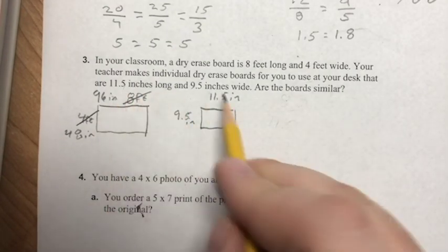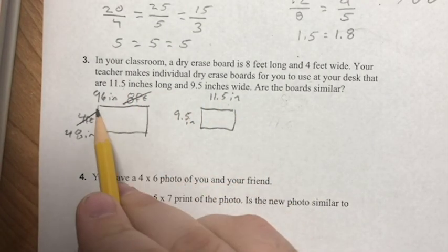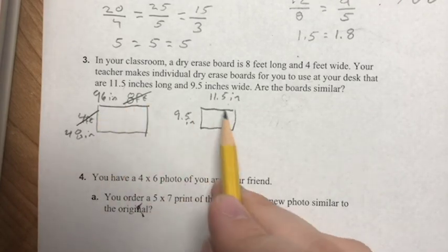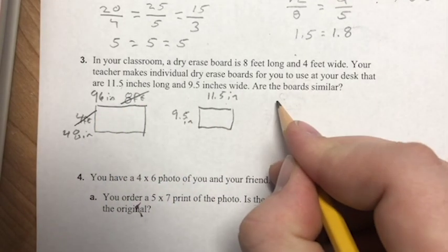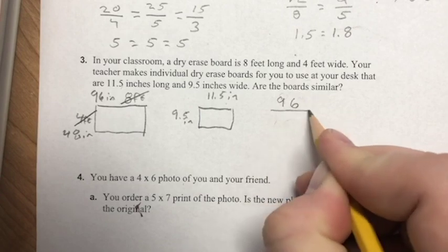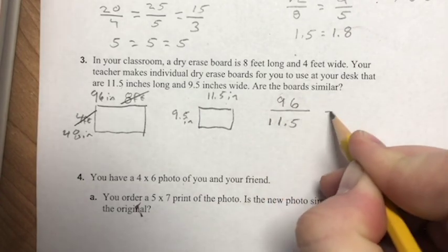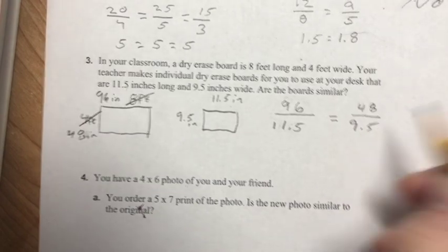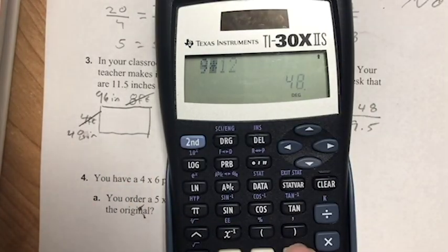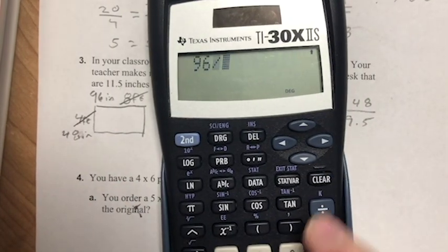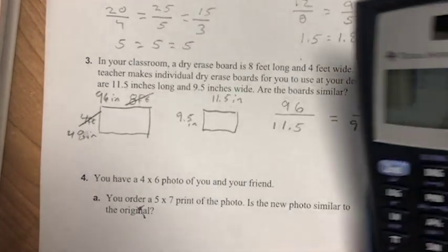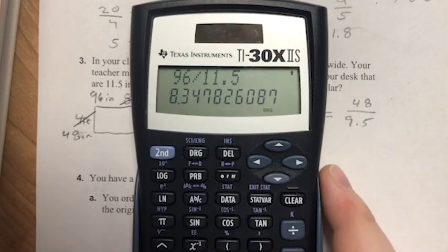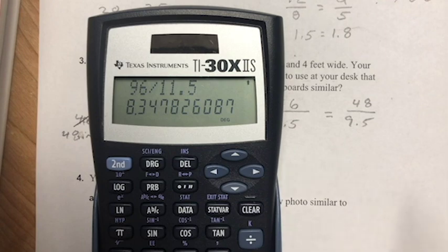So I know that this and these two go together because this is going to be 96 long and this is going to be 11.5 long. So I'm going to say 96 over 11.5 is equal to 48 over 9.5. Now let's see if that works. 96 divided by 11.5, I think, yep, cool. And I get some weird number. Ugh, I don't like that.